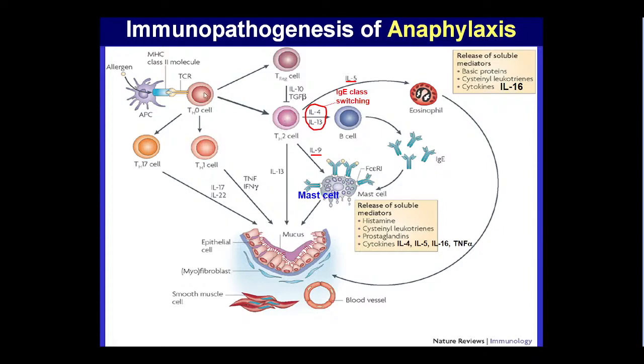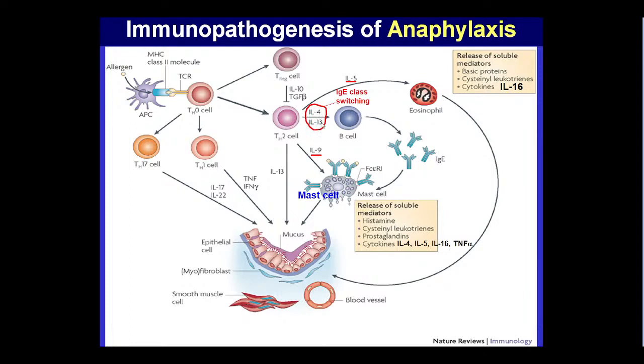Naive T cells may additionally mature to T helpers 17, T helpers type 1, and the T regulatory helpers. It means that additional helpers may occur and may be important. But most important, of course, is T helper type 2. T helper type 2 secretes interleukin 4, interleukin 5, interleukin 13.